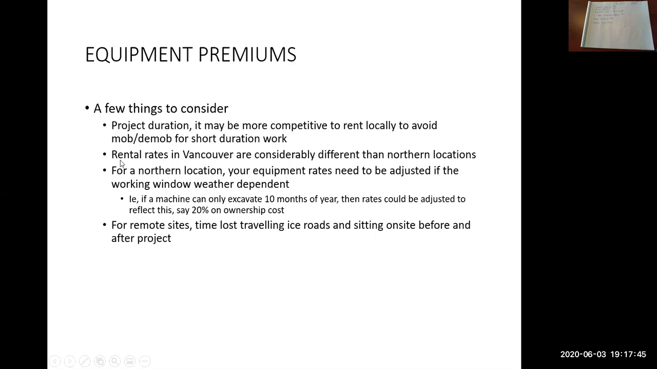The next one here is rental rates. Rental rates in Vancouver, the Lower Mainland, are considerably different than northern locations, meaning cheaper. Our rental costs down here are typically quite a bit lower than the costs that you'll see in, for example, northern BC or northern locations generally. So for a northern location, your equipment rates may need to be adjusted if the working window is weather dependent.